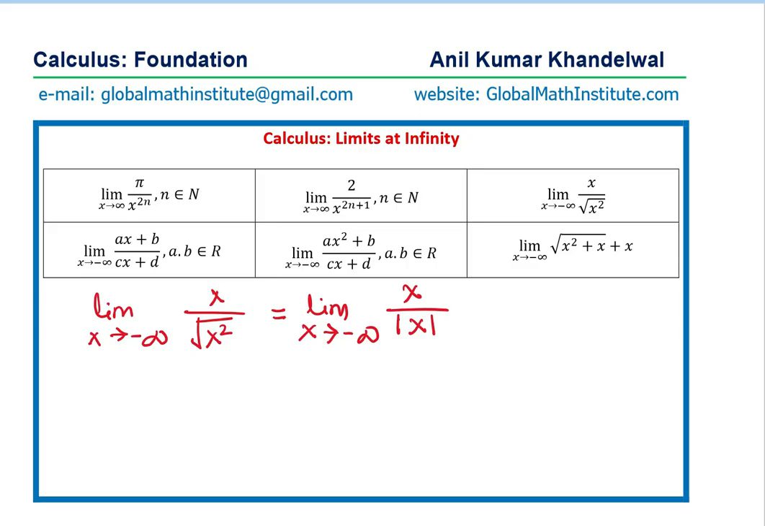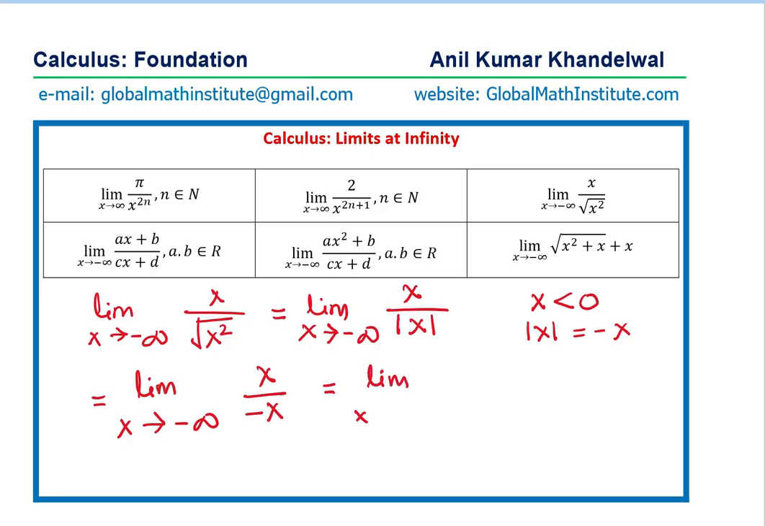Now, when we are looking at x less than 0, approaching minus infinity, then the absolute value of x will actually be negative x, correct? Because it makes a negative value positive. And therefore, you could rewrite this as the limit as x approaches negative infinity of x over negative x. Now, when you divide x by negative x, you get negative 1. So we have the limit as x approaches negative infinity of negative 1.